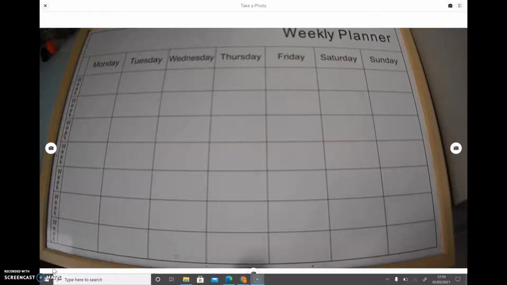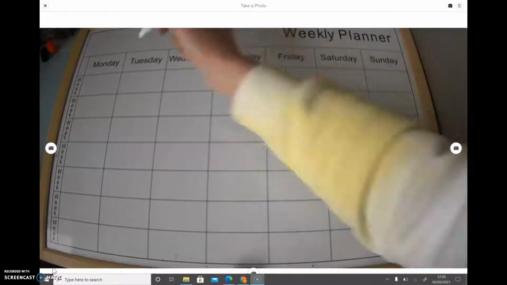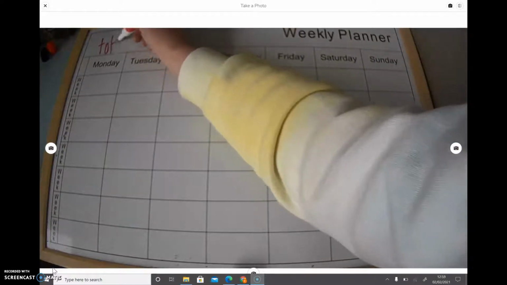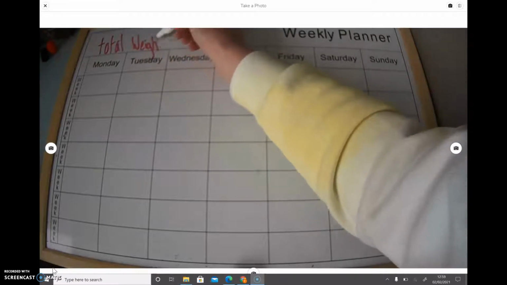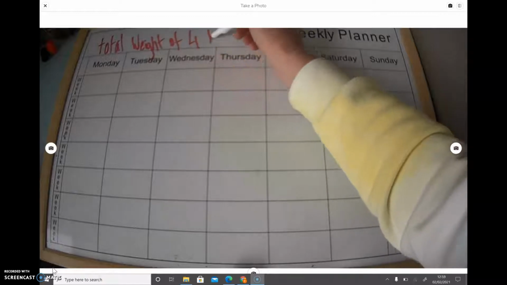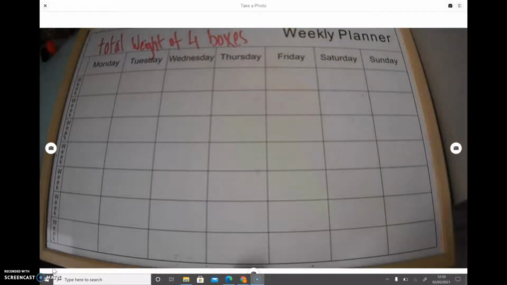So I'm going to read that question again. Vinny has ordered 4 boxes of carrots. What is the total weight of the 4 boxes? So that's what they're asking me. The total weight of 4 boxes. Okay, that's what I need to find out.